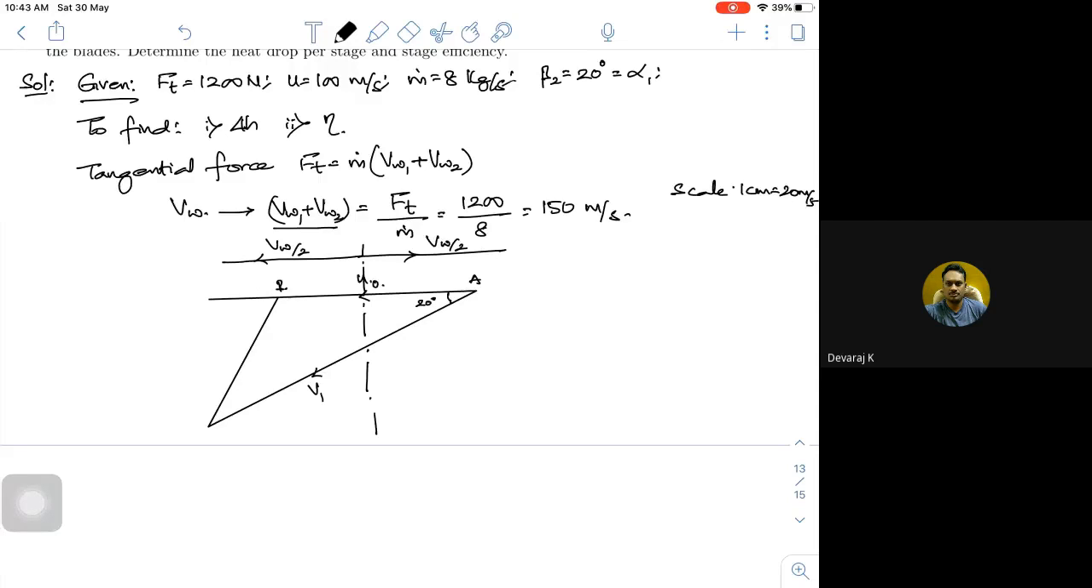I'll take 3.75 cm. So this is actually your 75 meters per second. This is also 75 meters per second. I'll go to this particular point. Now, once I get this point, let me mark that as C. If I draw a vertical line from there, this will join. You can join later.